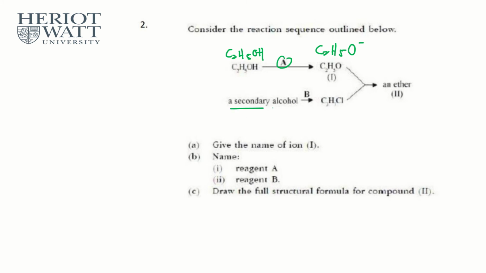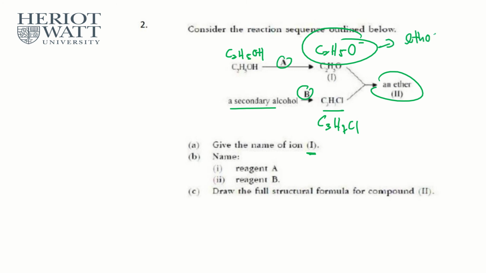And then the next one is a secondary alcohol going through reagent B. It turns into C3H7Cl. Okay, so they form an ether. Again, anything related to ether, we just ignore it. We don't need to know. I don't want to confuse you further, right? But then let's see what's happening here. So give the name of ion number 1. So what is the name of this C2H5O minus? It's actually named as ethoxide.